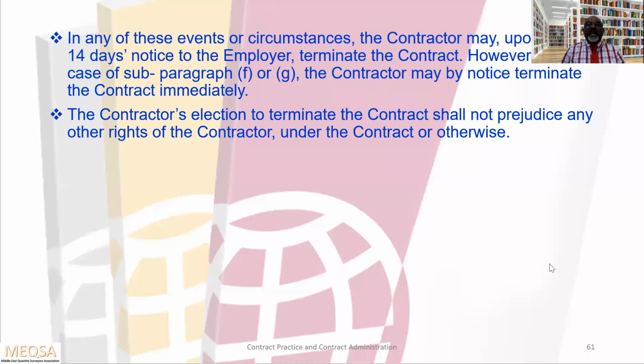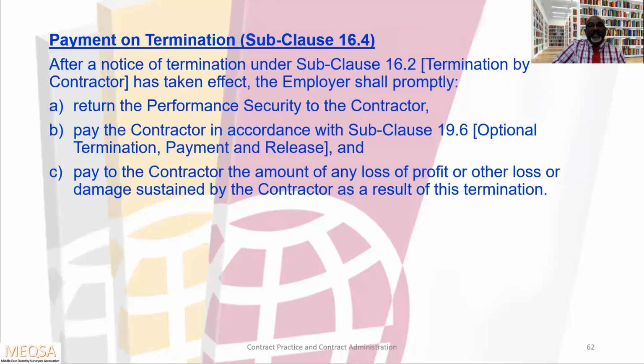In any of these events or circumstances, the contractor may, upon giving 14 days notice to the employer, terminate the contract. However, in the case of subparagraph F or G, the contractor may, by notice, terminate the contract immediately. The contractor's election to terminate the contract shall not prejudice any other rights of the contractor under the contract or otherwise. And this is the end of the slide.